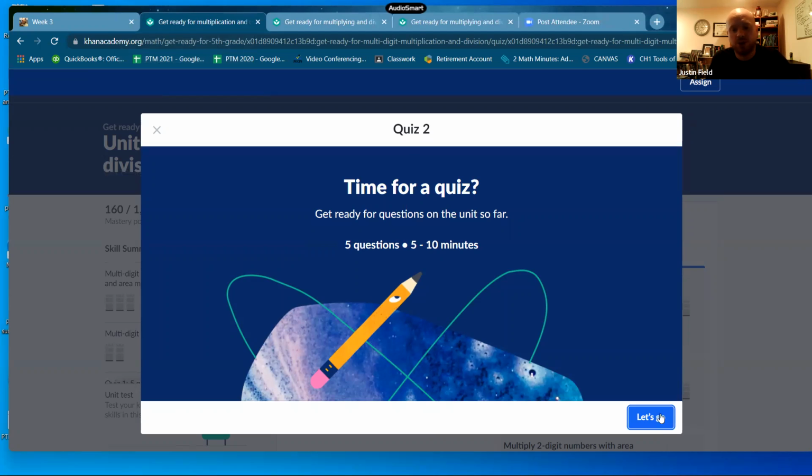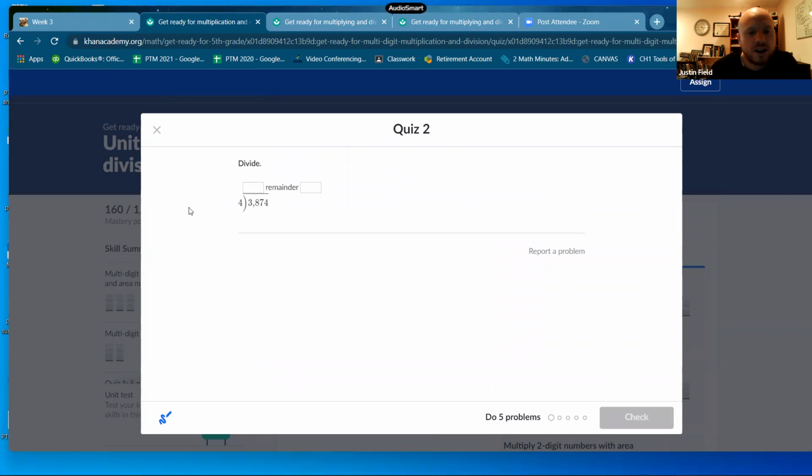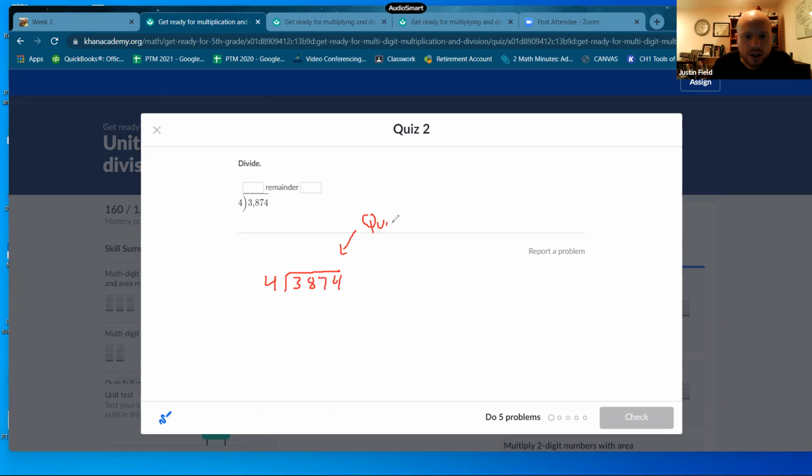Now let's do quiz number 2. Okay, division. So let's divide. You know how to divide. We got the divisor on the outside, the dividend on the inside, and the number that is going to be our answer is called the quotient. So let's write those terms down. That's the divisor. And this is the dividend. Yeah, it is dividend like that.